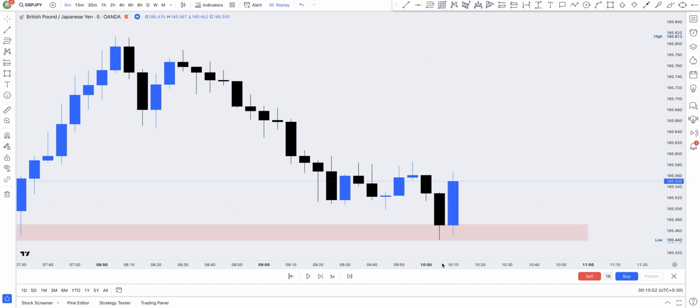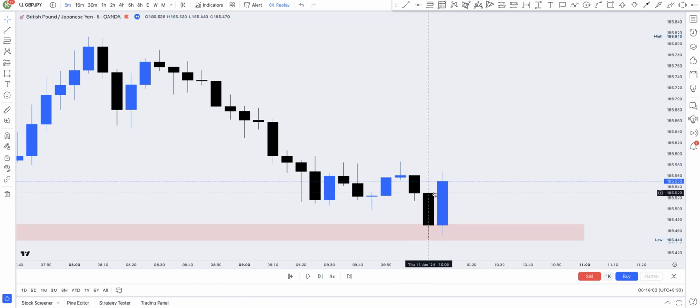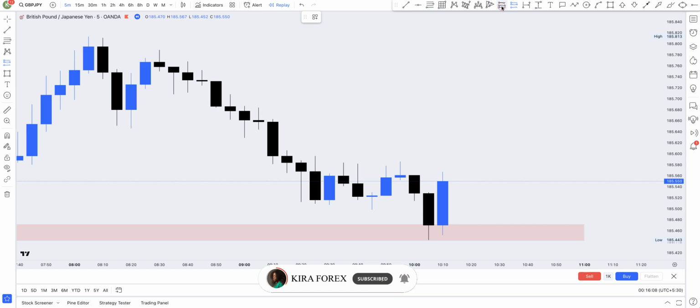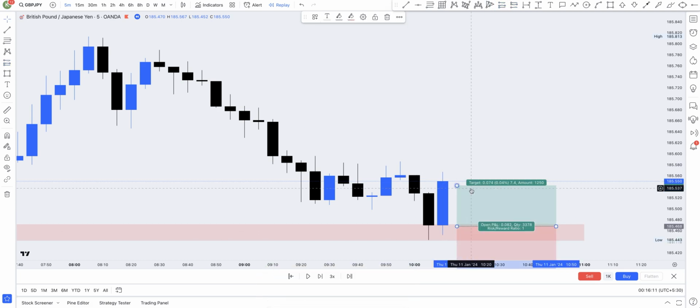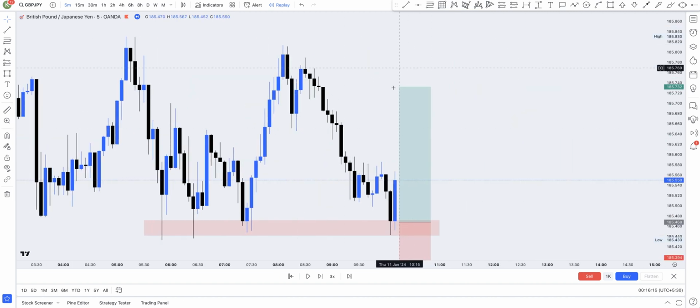This is telling us that price was trying, or sellers were trying, to push price to the downside and buyers came in with momentum. So this candle has engulfed this candle. So the moment I see this, especially after this candle is closed, I am entering my buy. I'm entering my buy immediately, and I'll be taking my profit at the nearest zone because anything can happen.